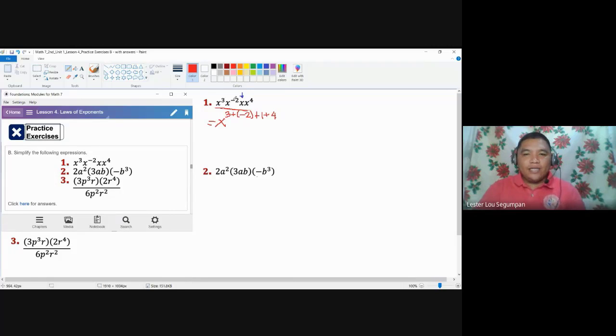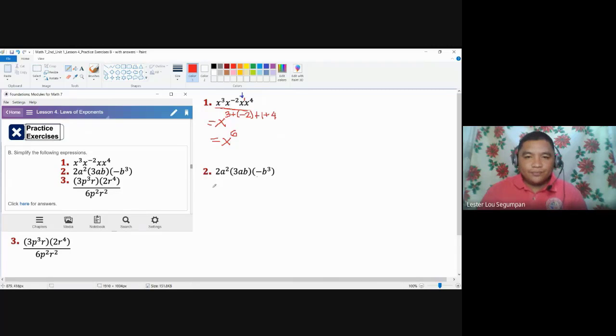So that's 3, -2. We have here 1, and then you have 4. And then you simply add the exponents. In the multiplication law, add exponents. So 3 plus -2 is 1, plus 1 plus 4 is 6. So the simplified form for number 1 is x to the power of 6. When you say simplified form, there are no other items that can be combined. In this case, it stands as one term, which is x to the power of 6.